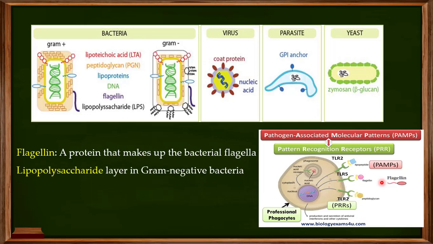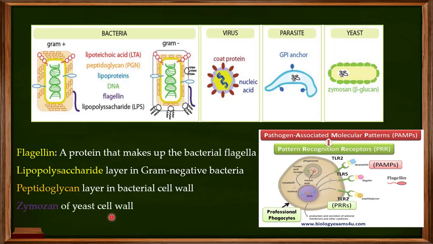Another important example would be the lipopolysaccharide layer that you only see in the gram-negative bacteria. The third example would be the peptidoglycan layer that you can see both in the gram-positive and in the gram-negative bacteria. If you talk about the yeast cells, there is an important cell wall structure which is known as zymosan, and that is actually a beta glucan. It is one of the important structures found in the yeast cells.